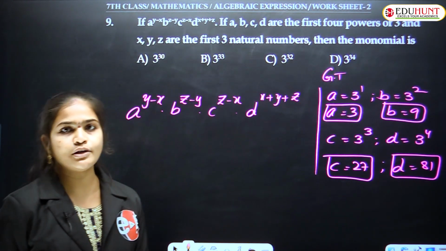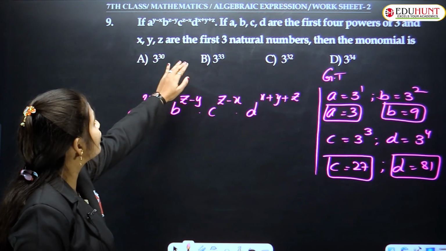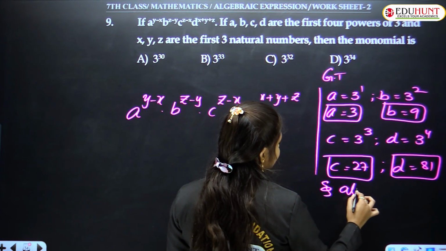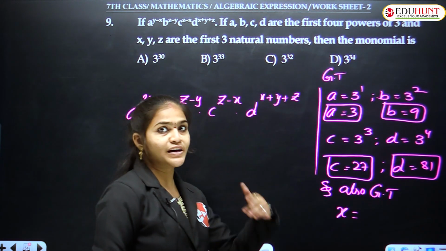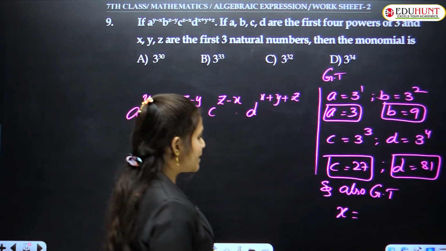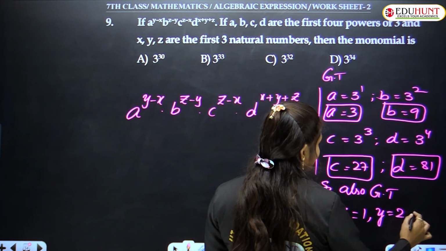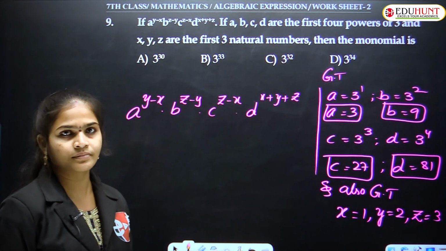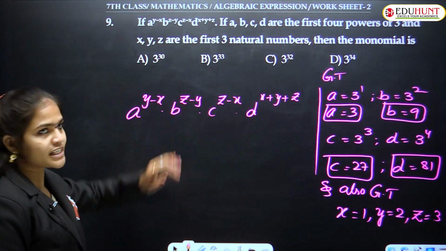Understand? These are the values of A, B, C, D. Along with that, they have given that x, y, z are the first 3 natural numbers. So what is the first natural number here? 1. The second natural number is 2. The third natural number is 3. So 1, 2, 3 are the values of x, y, z.